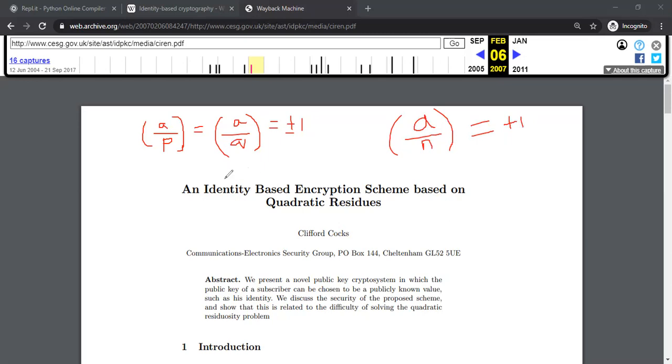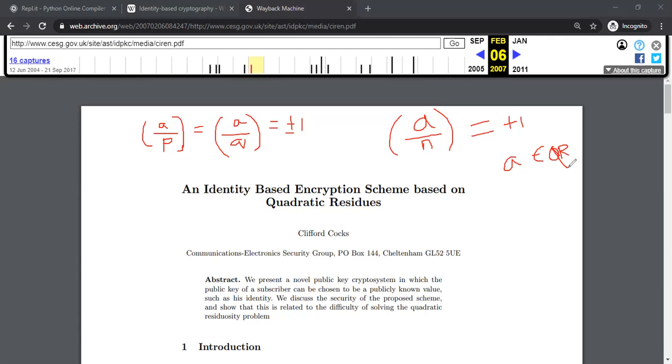If somebody gives you such an A and asks, is this a quadratic residue or not? We don't really know how to say yes or no. The question is, is A a quadratic residue? Can we find an R such that R squared equals A? Even if you don't find an R, you want to be able to say yes or no. Then we don't know how to answer the question. That's the quadratic residuosity problem.